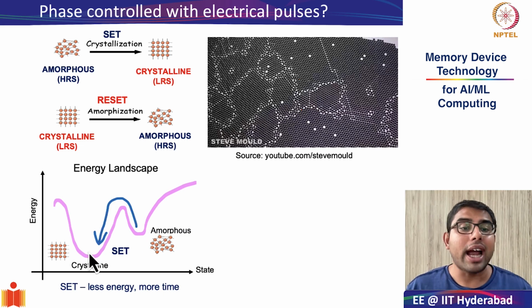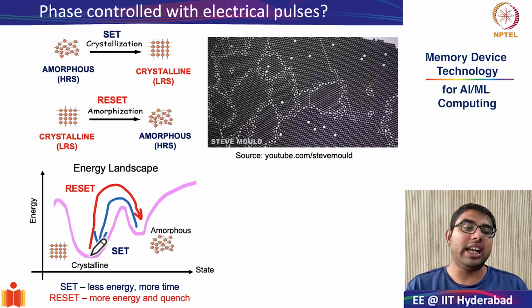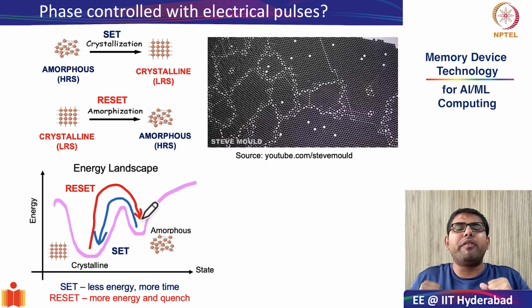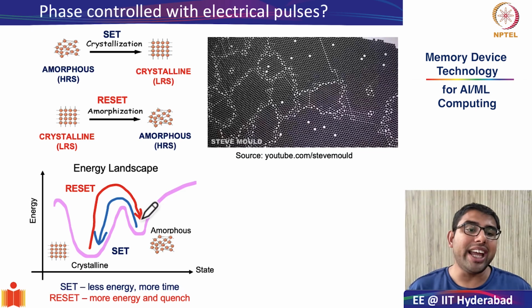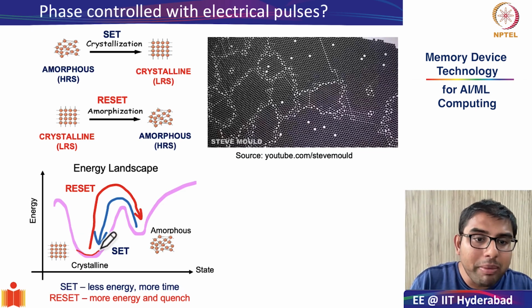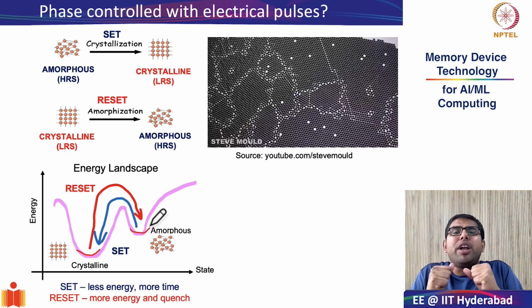Now let us look at how we do the reset. As you can see from the energy landscape diagram, the jump from the crystalline state to the amorphous state is a rather big jump, and therefore you have to give it much more energy. So basically, to go from the crystalline state, which is a global minima, to amorphous, which is a local minima, you have to give it a lot of energy.